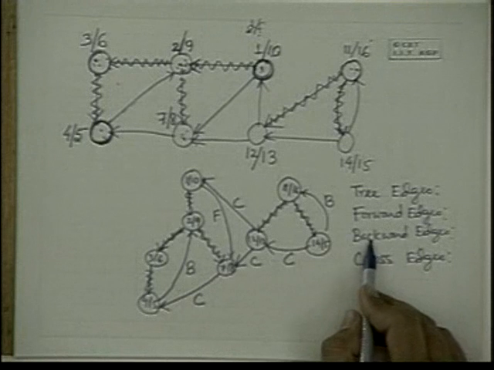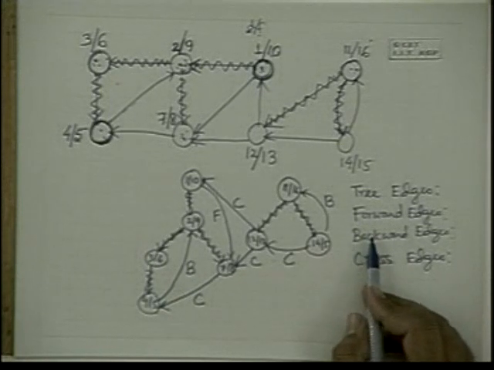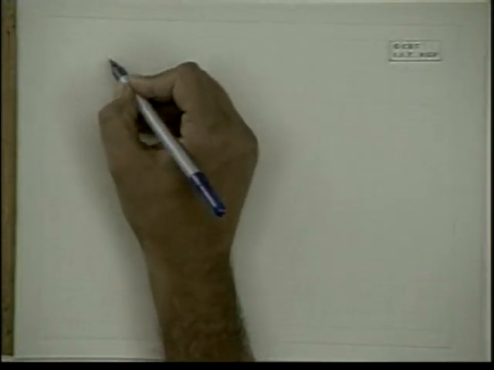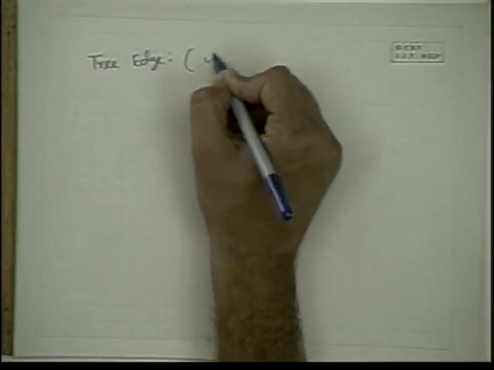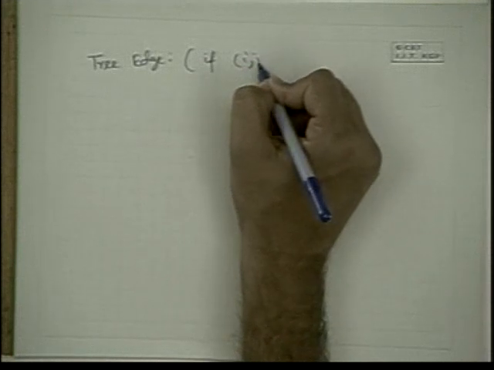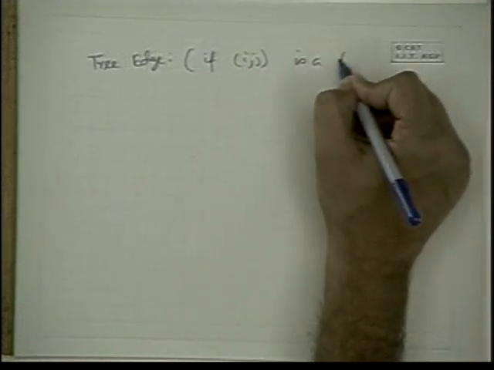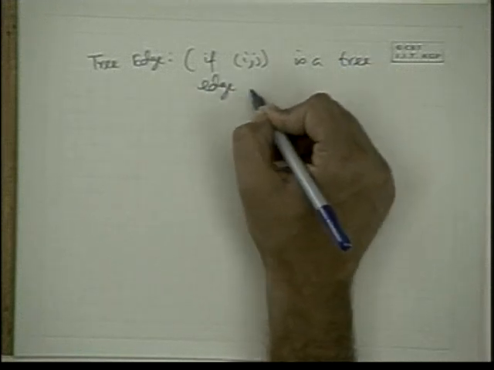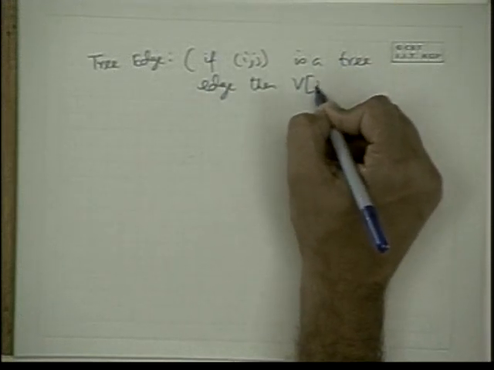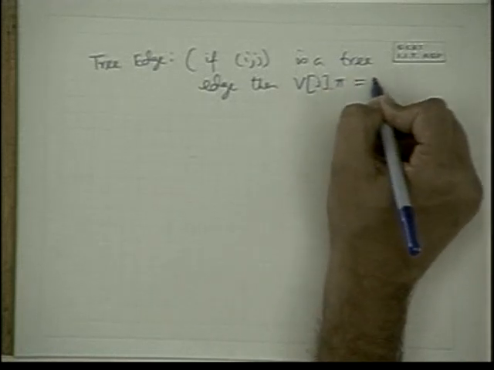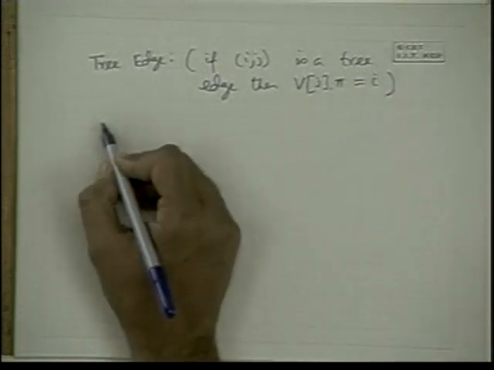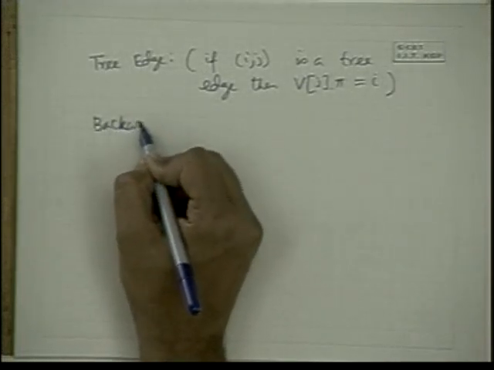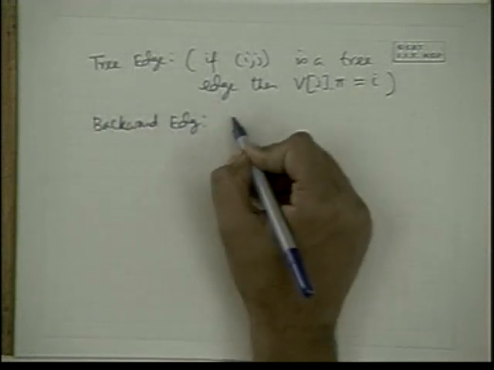So let me define a little bit more formally what is a backward edge and what is a forward edge, so that you are not confused. So first of all, tree edges. What is the definition? If ij is a tree edge, then vj.pi equals i. It must be that. So you can just check if it is a tree edge, basically it must be visited through that edge.